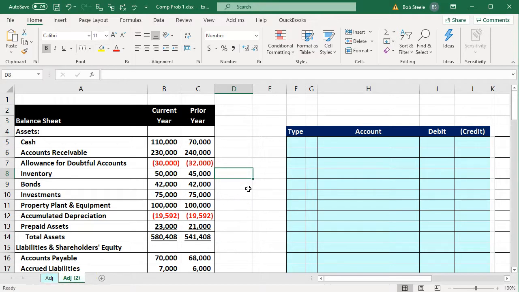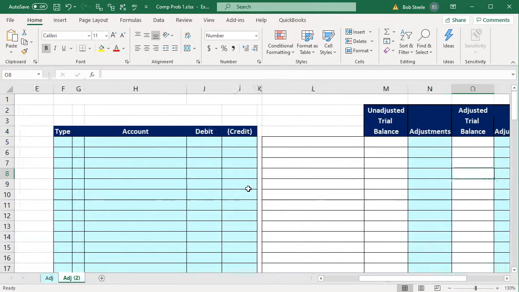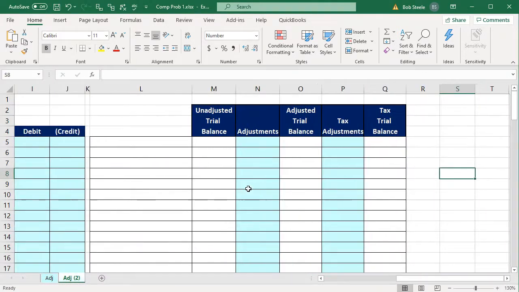Now we're going to have a worksheet that's going to be set up, and we do have the format of setting up a worksheet like this in a step-by-step process in another course. So if you want to go to that course and look at how to make the worksheet within Excel, you can take a look at that. We have a pre-formatted worksheet here. All we're going to do is take the trial balance and put it into this worksheet.